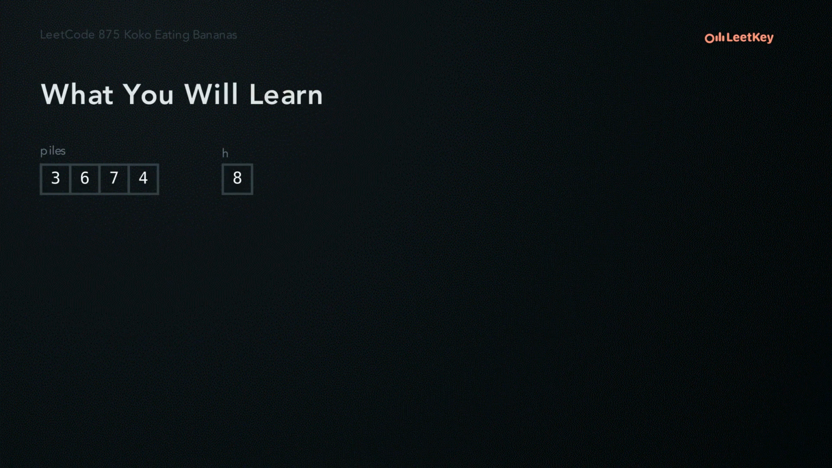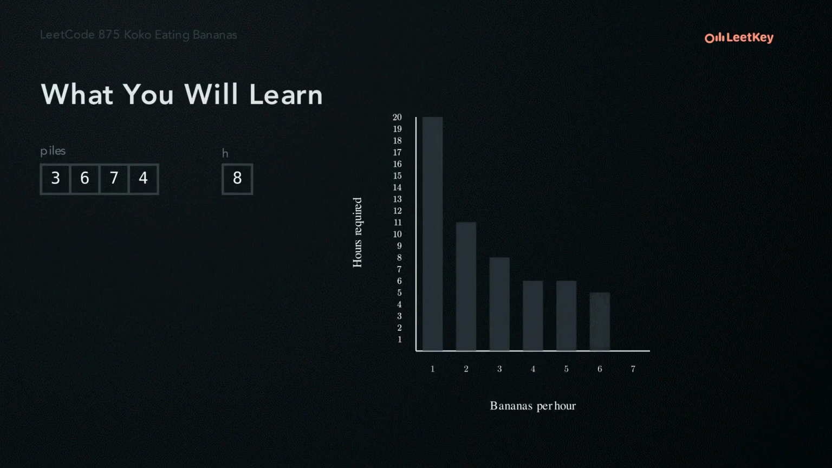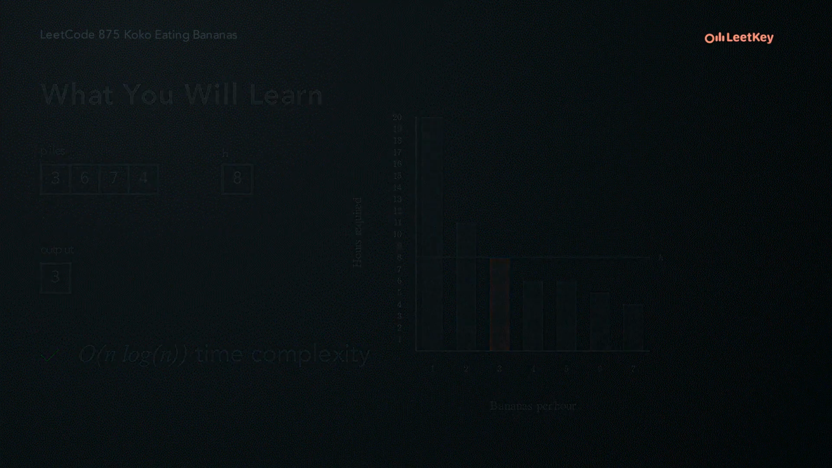In this video, you will learn how to find the optimum speed for Koko to eat piles of bananas so that she can both eat at a relaxed pace and finish all the bananas while the guards are away. And our solution avoids exponential time complexity.